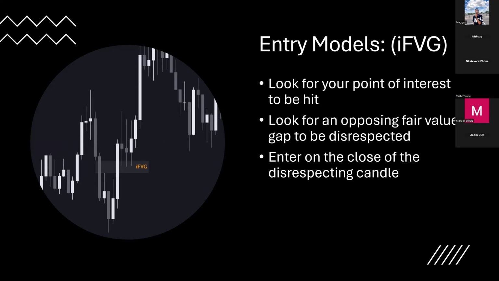Now, another example of an entry model here is a growing one. This one right here is not as popular yet, but it's increasing very rapidly. So this is called the IFVG, and we've spoken about it before here on the Wealth Sundays. It is where you look for your points of interest to be hit, whether that be on your 1 hour or your daily. Then you're going to look for a bearish fair value gap, the one that's not going into your direction. And you wait for price to disrespect that fair value gap. As soon as price disrespects that, you can either enter on the IFVG or enter immediately at the close of that disrespecting candle. Your stop loss is below the low, and your take profit is wherever you target.